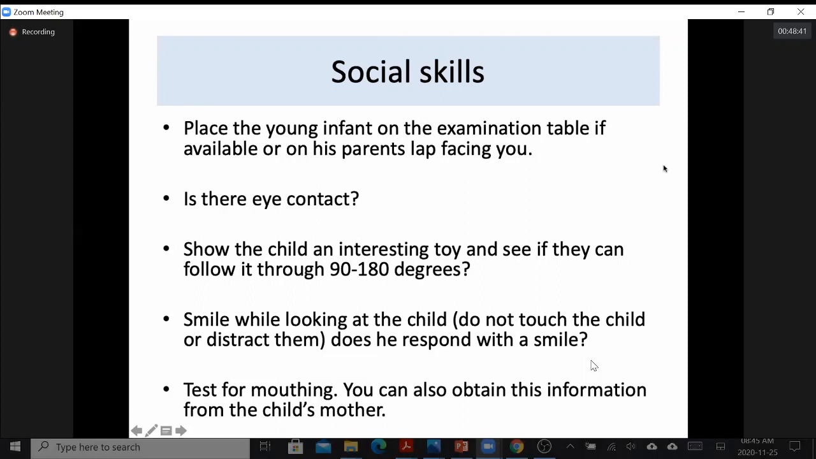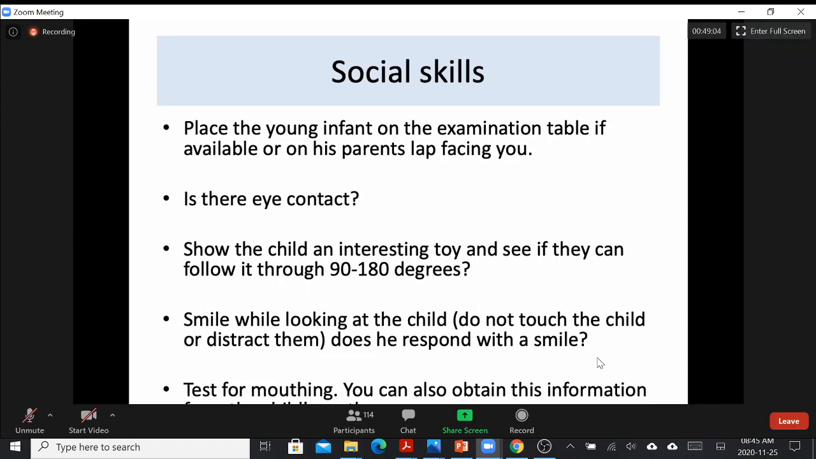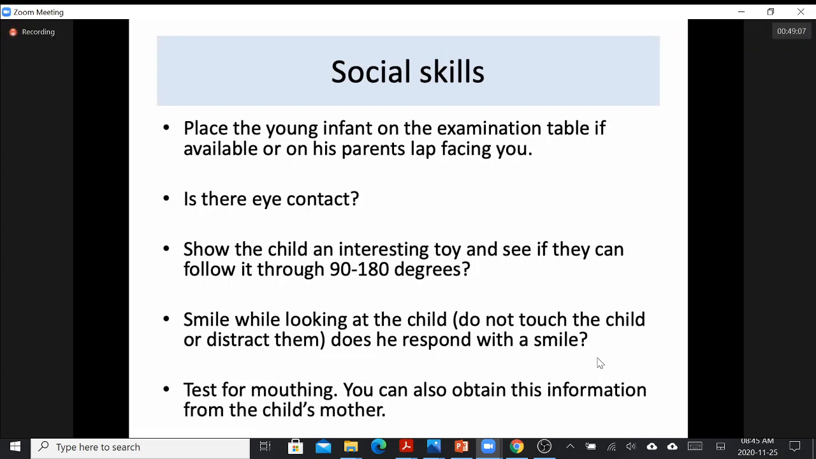We can keep the baby facing the parents, facing us, and check if there is eye contact. A lack of eye contact can be detected as soon as they are born. Even soon after birth, babies have eye contact. Babies can fix and follow. So soon after birth we can actually pick up some issues, after which we should refer. When we show the child a toy, does it fix? Does it follow? If you go through your development milestones, you will see that at 1 month they are expected to follow 0 to 90 degrees, and by 2 months, 90 to 180, and they are expected to follow the full half circle, that is 180 degrees, by 3 months.